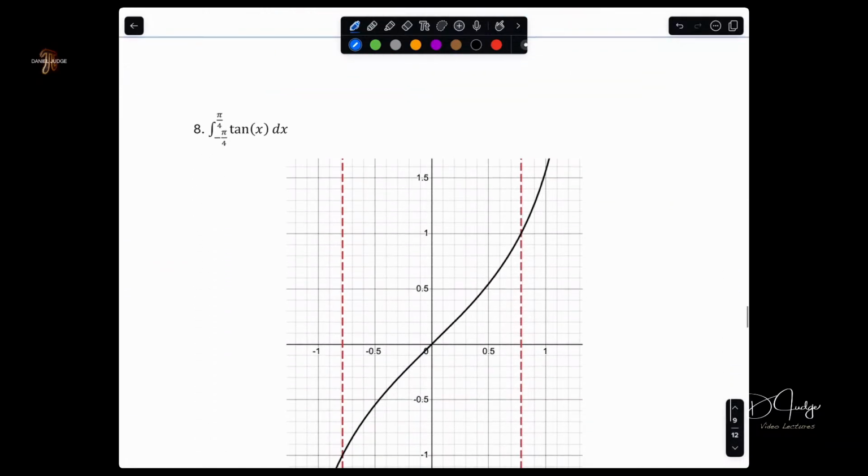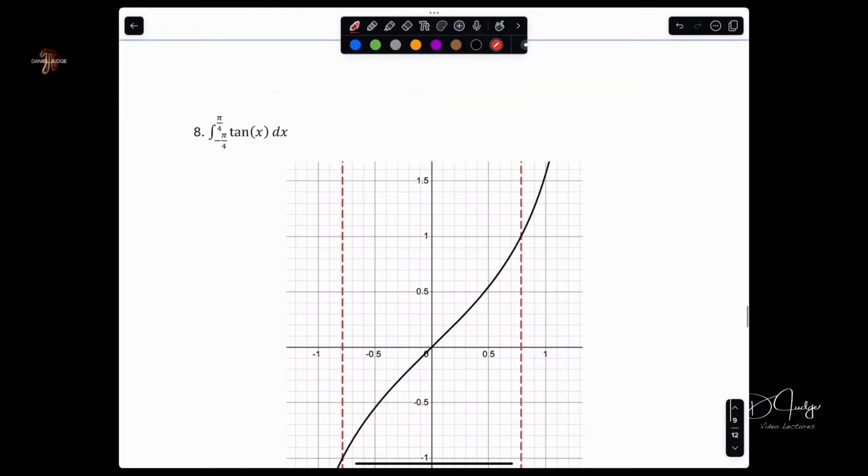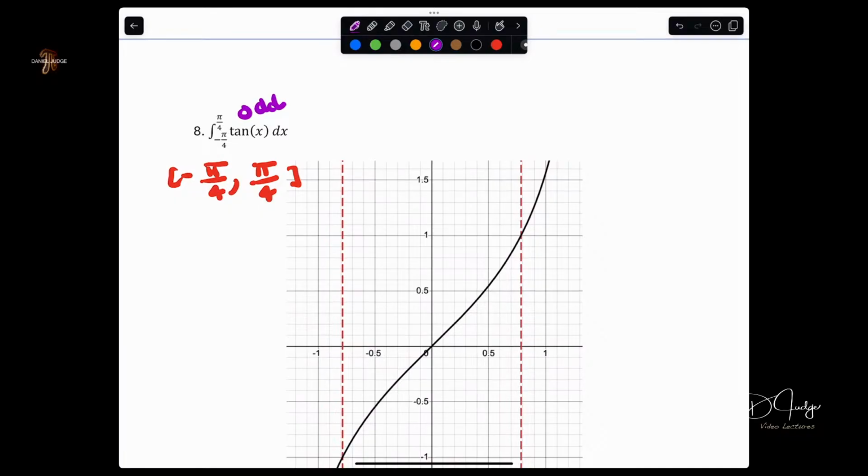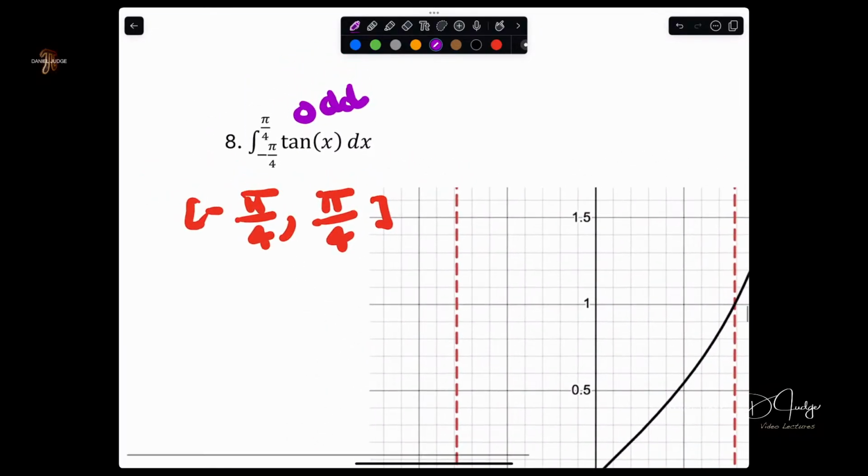All right, we got to know about tangent now, because the interval is from negative pi over 4 to positive pi over 4. The tangent function, if we recall, is an odd function. So we know this area is 0. And we're done without having to do any integration.